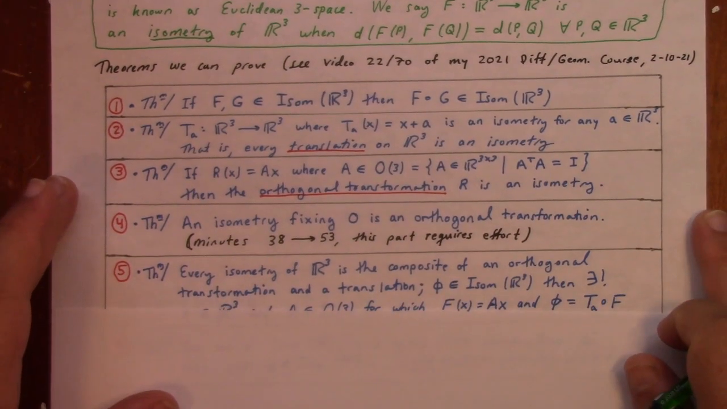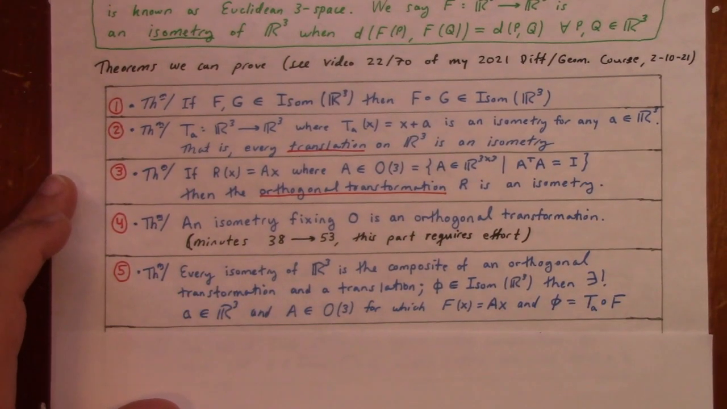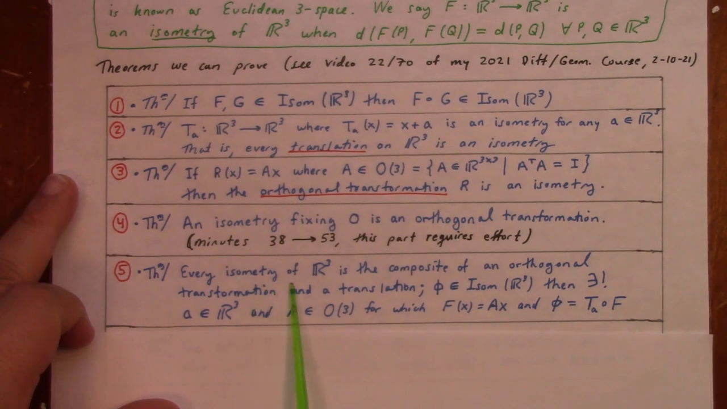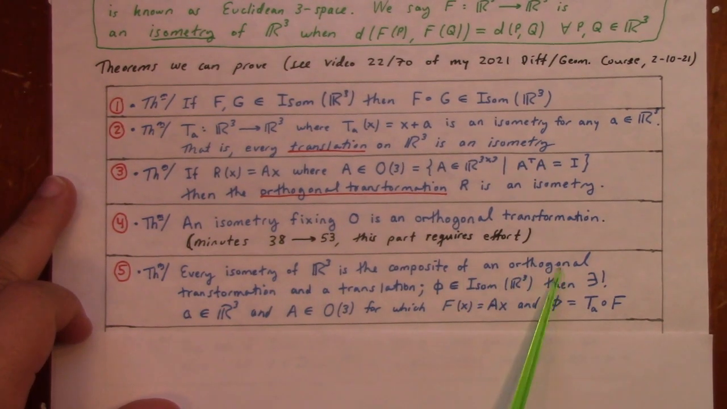And then, once you have that, it's easy to prove that every isometry of R3 is the composite of an orthogonal transformation and a translation. So, in particular, there exists an isometry. If you have an isometry, then there exists a unique a in R3 and a rotation matrix A for which f of x equals Ax. In other words, f of x is an orthogonal transformation, and phi can be written as the composite of the translation and that orthogonal transformation.